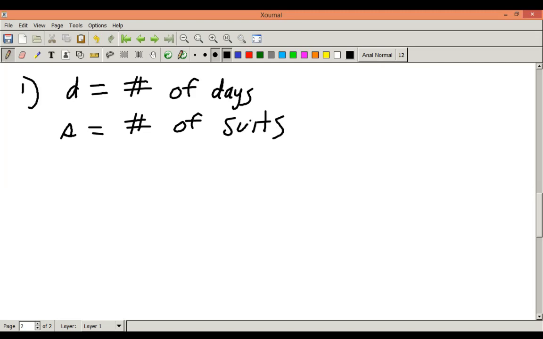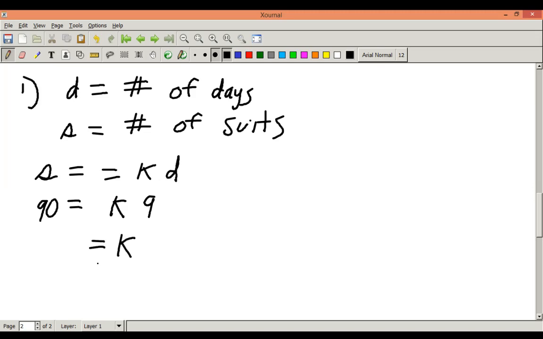Okay, so we've already decided it's a direct variation, and so we can follow that model that the number of suits made equals that constant of variation k, which I'm going to write as k times d. Okay, let's plug in the two numbers that we know. So it says that they take 9 days to make 90 suits, so 90 equals k times 9. And then we divide and solve for that constant of variation. So it's 90 divided by 9, which we know to be 10.